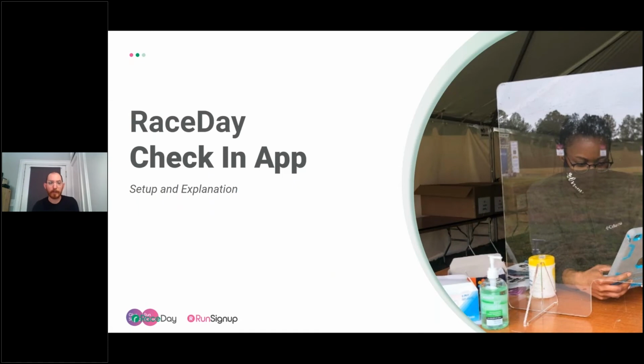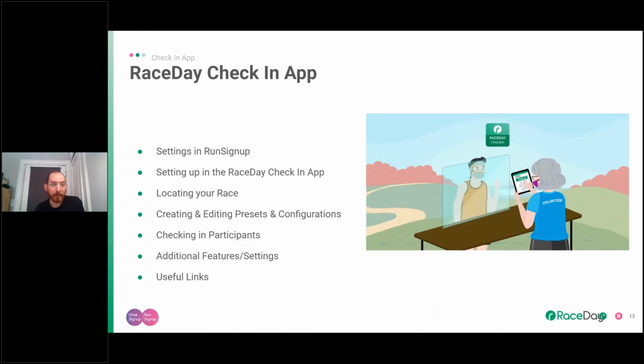So let's talk a little bit about how we set things up on RaceDay check-in. Like I said, the setup process is a little bit involved, so today I'm going to spend some time going through some of the details, especially regarding some of the more recent updates that we've made. So let's get started. Things we're going to talk about in the setup are: how do we get things started in RunSignup? How do I make my event available to the check-in app? And then how do I actually set it up in the check-in app?